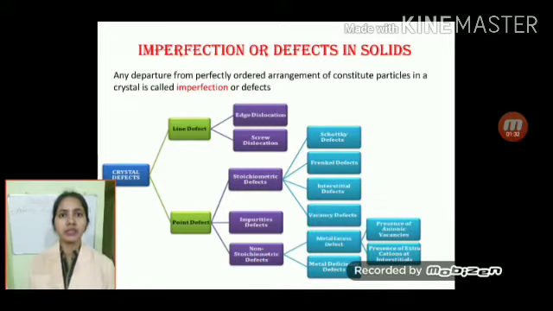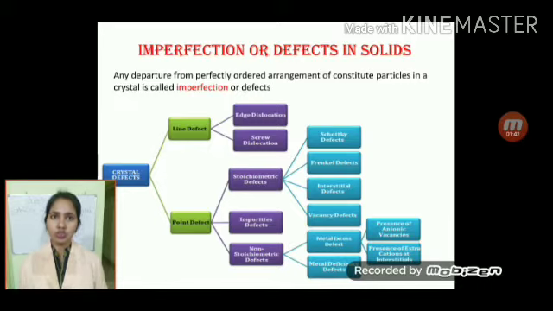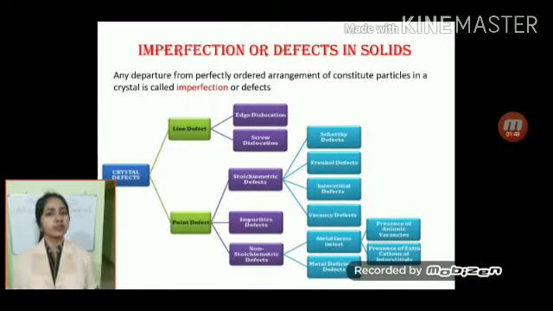Now here I have written the definition of defects. The departure or the deviation from the perfectly ordered arrangement of constituent particles in a crystalline substance is called imperfection or defect. Right. Now crystal defects are of different types.